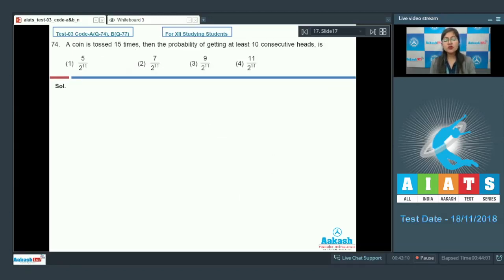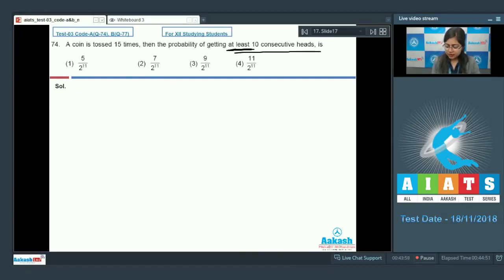A coin is tossed 15 times, and the probability of getting at least 10 consecutive heads is. Now, the word written here is "at least". So it means that we can have 10 consecutive heads or 11 consecutive heads or 12, 13, 14 or 15, right? If we solve by first finding exactly 10 consecutive heads, then what will we take?